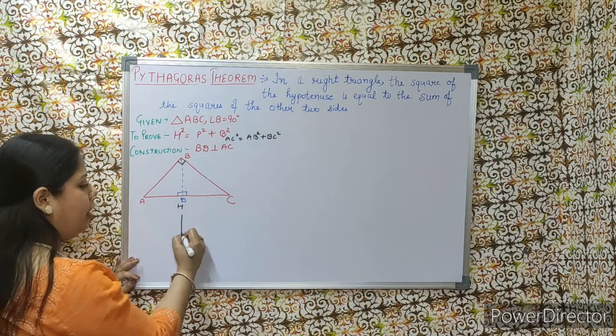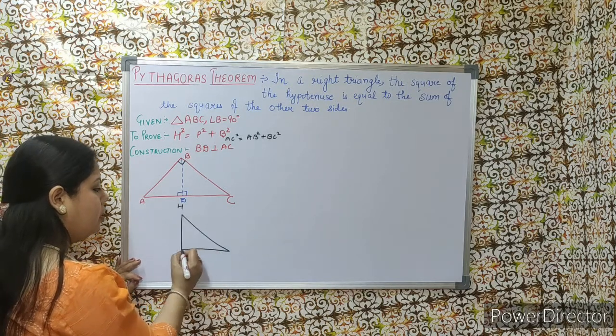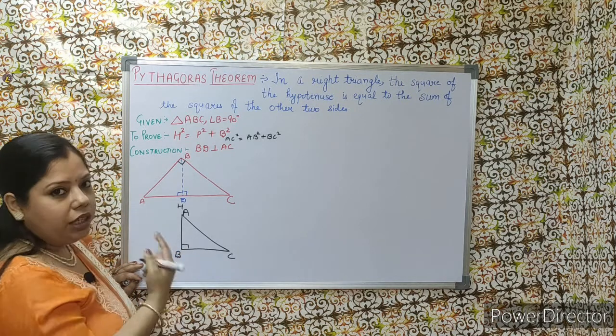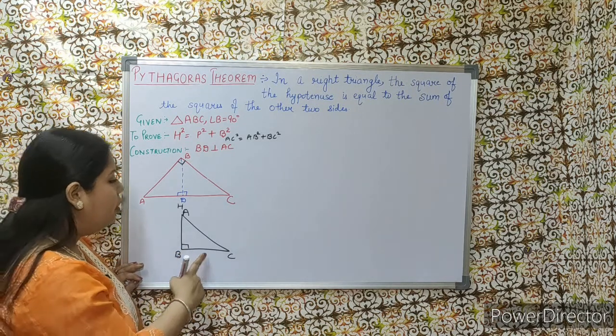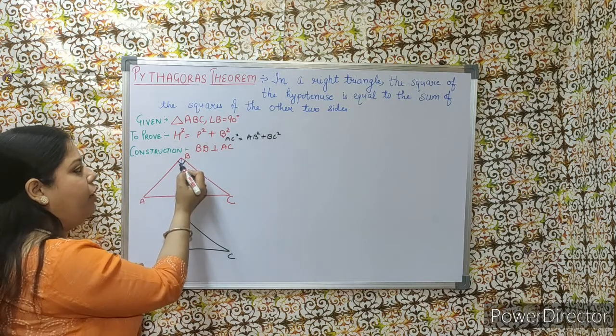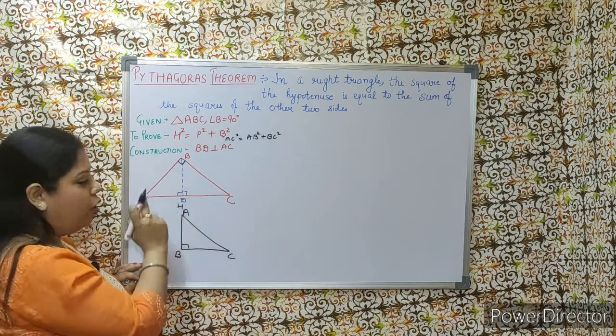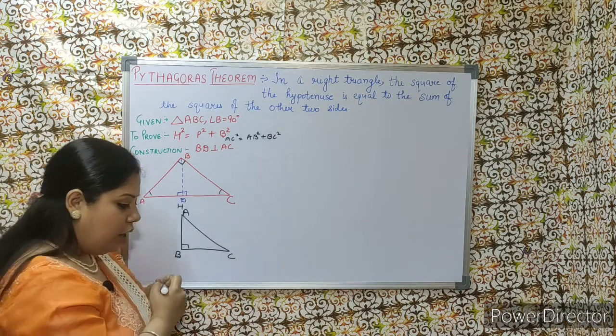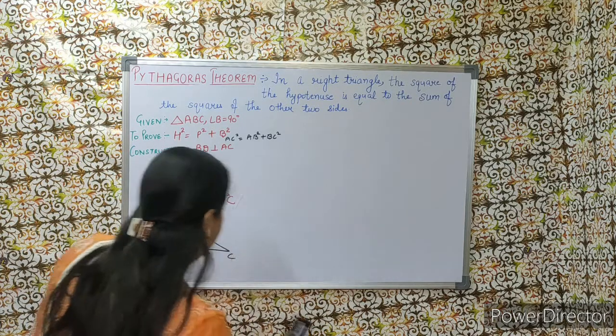Always draw the triangle like this. It is also a right angle triangle, but for the convenience of proving our theorem, I am drawing it this way, where I have taken the right angle at the top corner and my angle A and angle C are acute angles. Now let's start with the proof of the theorem.